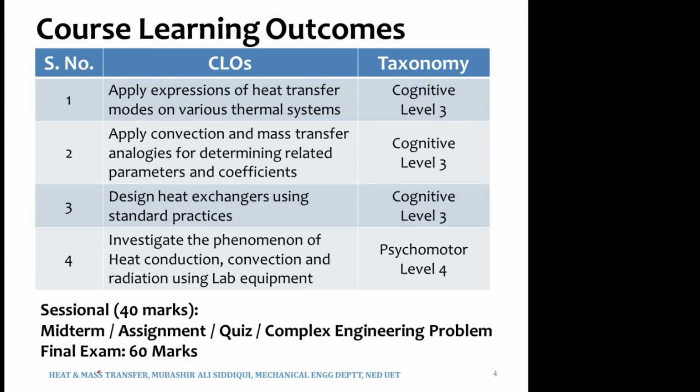Now the course learning outcomes: there are 4 course learning outcomes that are listed over there. The first one is regarding the modes of heat transfer, and the second one is regarding convection and the analogy between convection and mass transfer. The third course learning outcome is regarding the heat exchangers. The fourth one is regarding the labs.